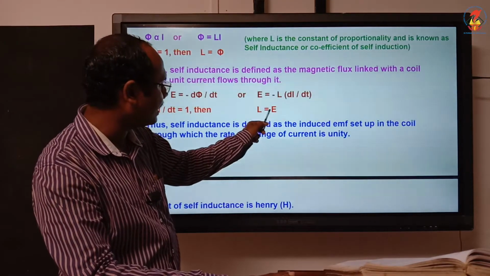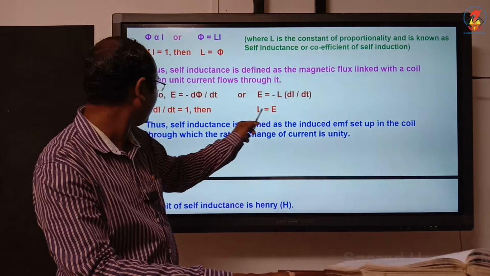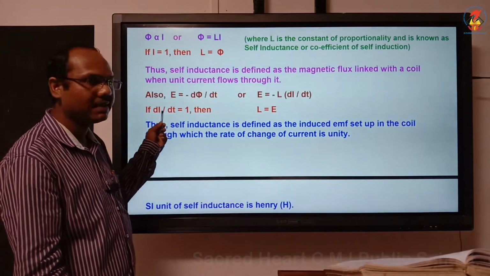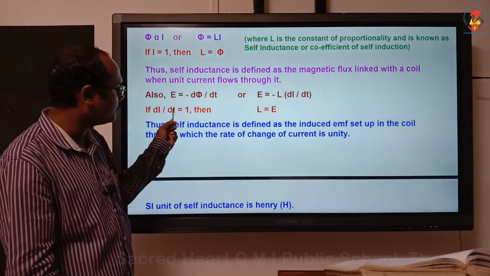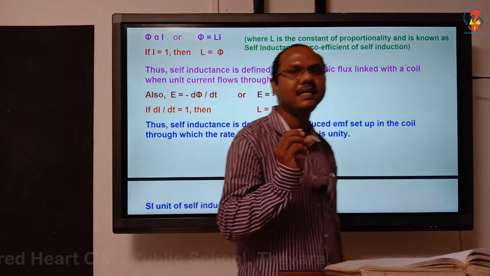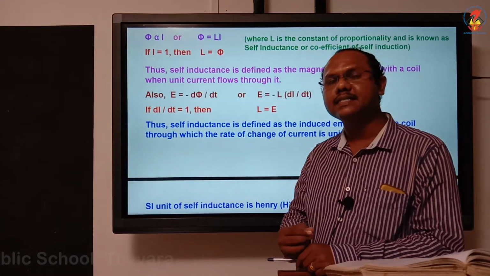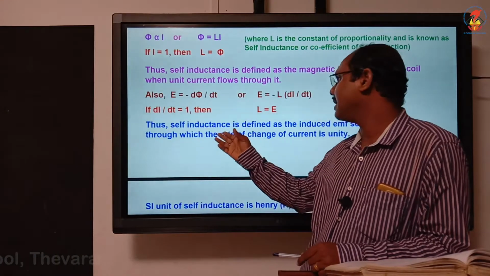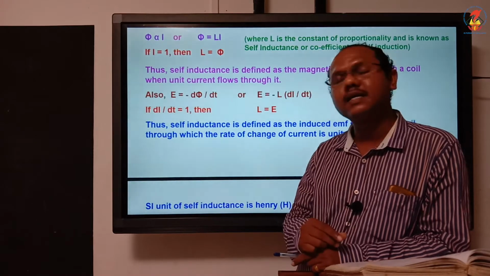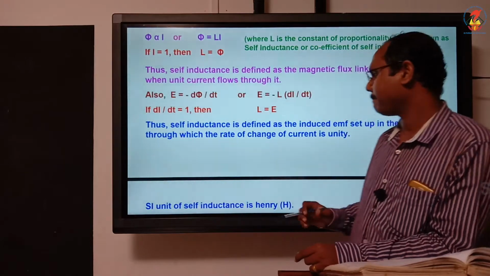Self-inductance is defined as the induced EMF set up in the coil through which the rate of change of current, that means di by dt, is unity. Self-inductance is defined as the EMF induced in the circuit through which the rate of change of current is unity.